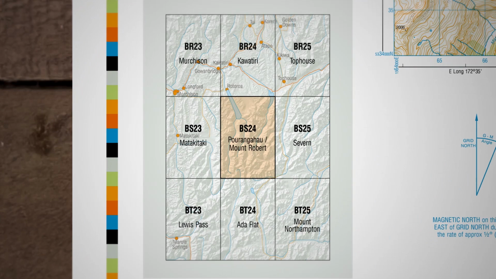Since maps are split into different sections, you may need more than one when you're travelling through different areas. Make sure you waterproof or laminate your map. It's not going to be much use to you if it's in pieces.